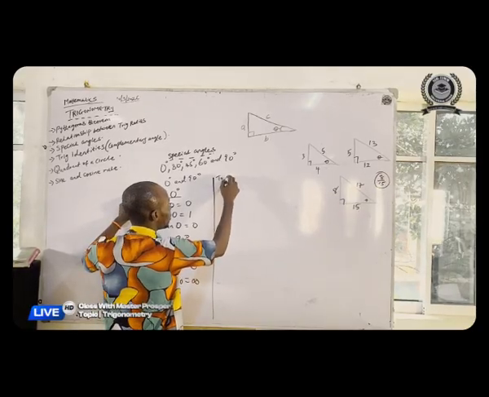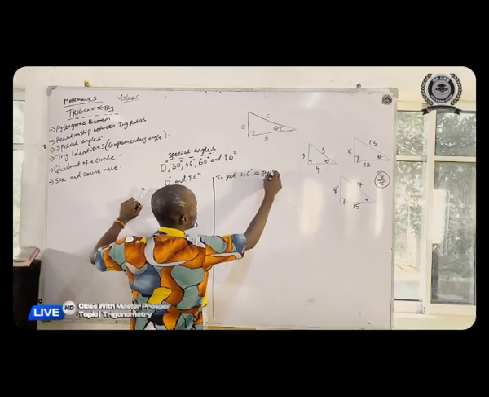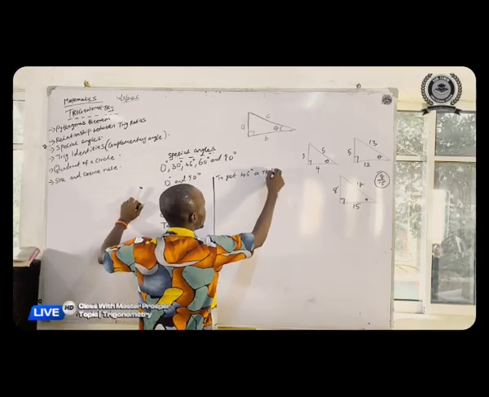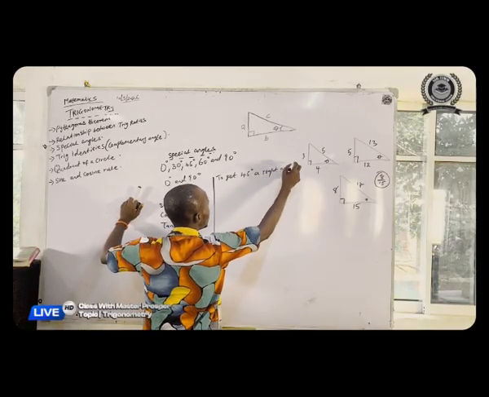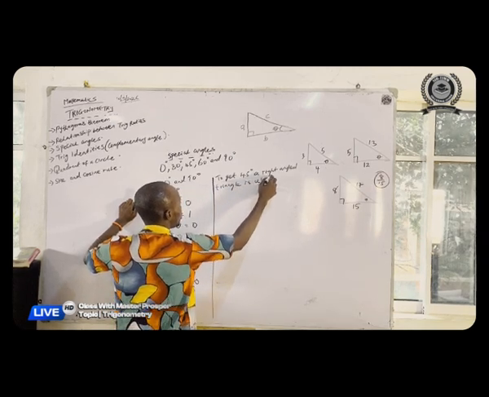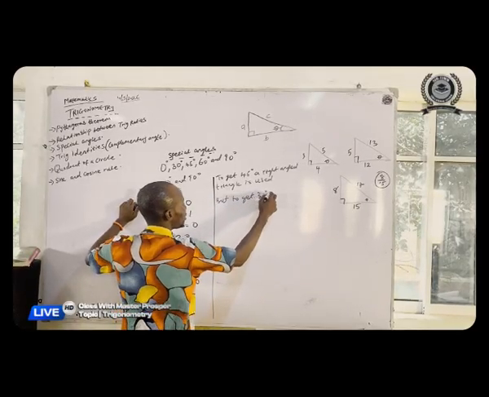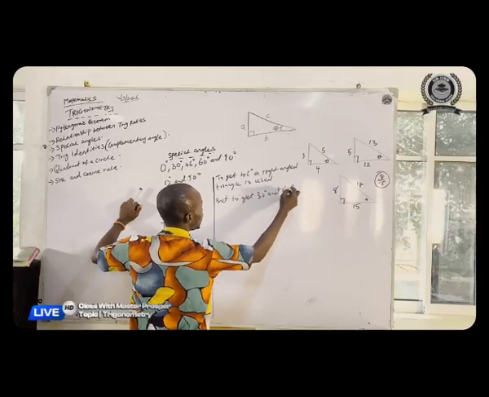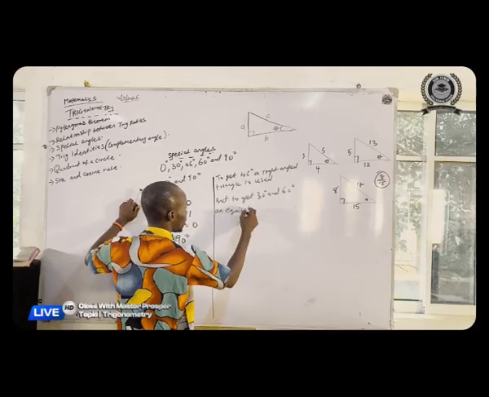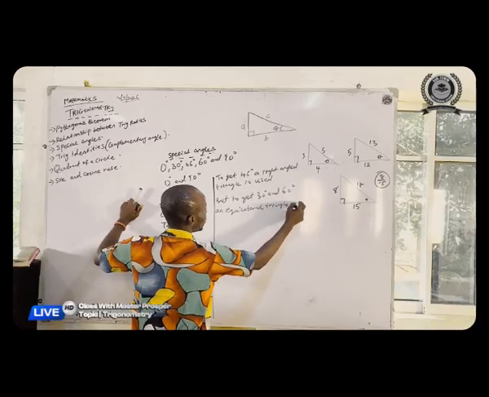Now, to get 45 degrees, a Pythagoras or a right angled triangle is used, but to get 30 degrees and 60 degrees, an equilateral triangle is used.